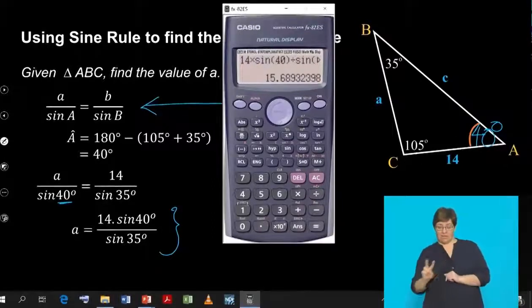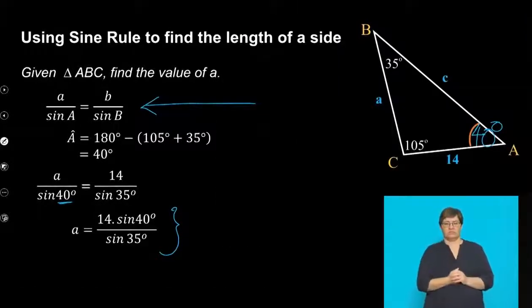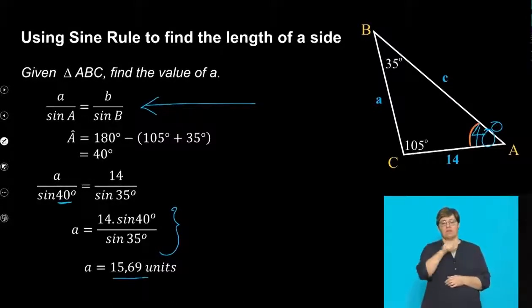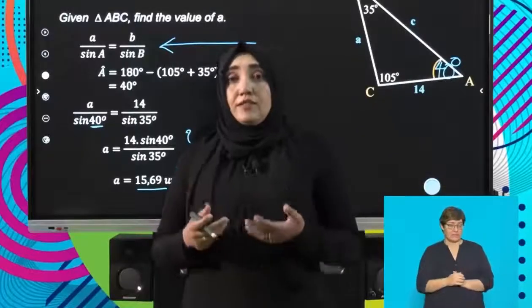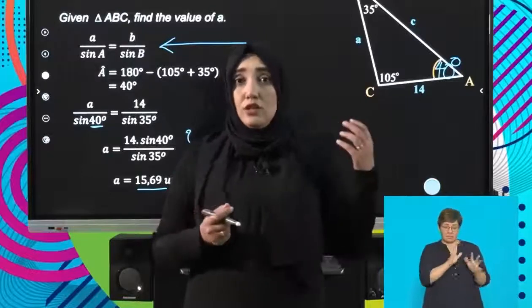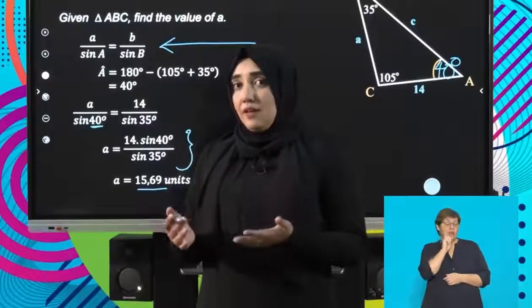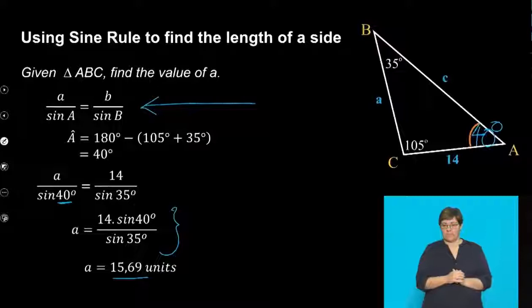Whatever answer we get here, which is 15.6893, we're going to have to round that off. So our rounded answer is 15.69 units. Now again, remember, we need to check if this answer makes sense in the context of our problem. In other words, check this against the angle, just as I showed you earlier. So let's go back to the board again and see if it makes sense.